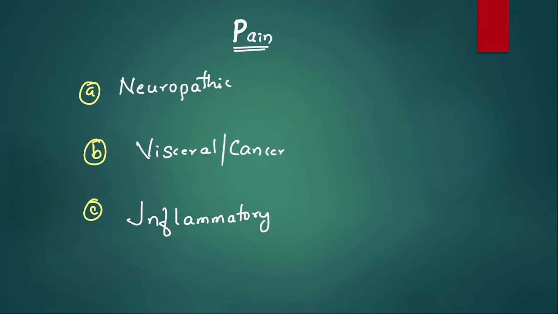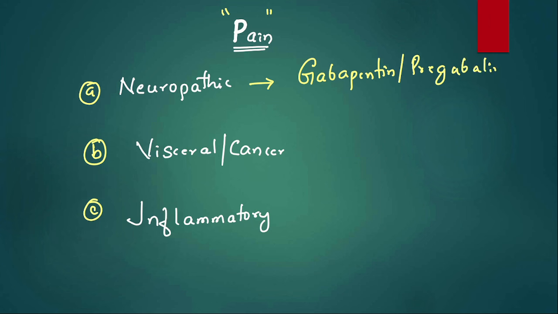Now, what drugs do we use during pain? Remember, pain may be of three types: neuropathic, visceral or cancer pain, or inflammatory pain. For neuropathic pain, we use drugs such as gabapentin or pregabalin, or for trigeminal neuralgia a drug called carbamazepine. For visceral pain or cancer pain, we use opioids like morphine. For inflammatory pains, we use NSAIDs.